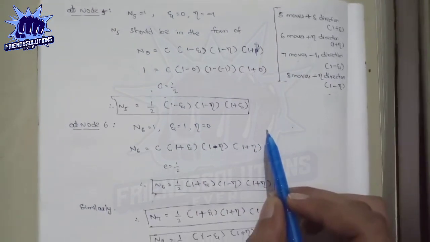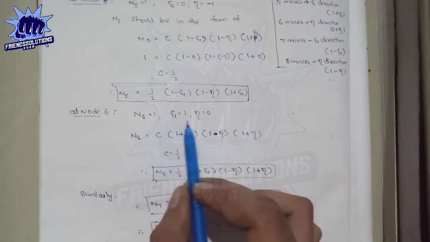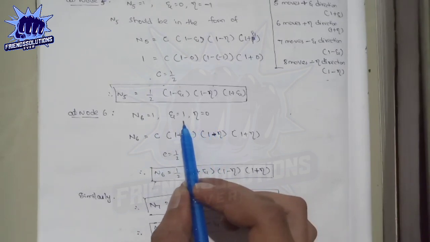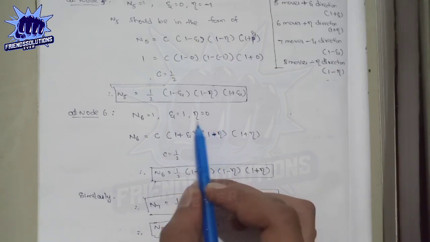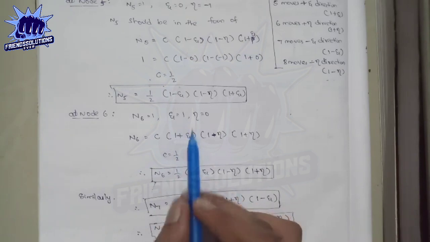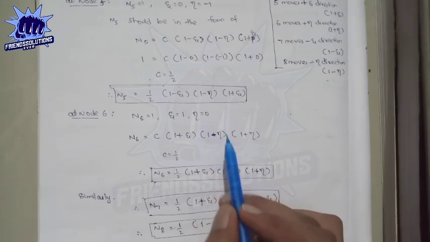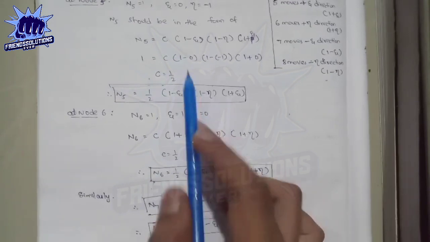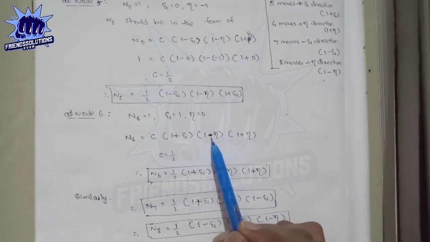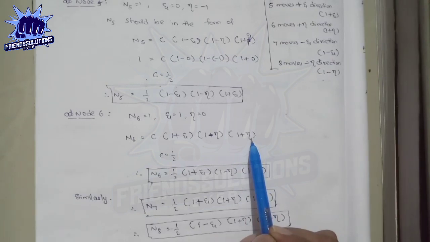Now let us consider node 6. At node 6, the shape function N6 is equal to 1, and the coordinates at node 6 are 1 comma 0. So the xi value is equal to 1 and the eta value is equal to 0. Now the shape function formula N6 equals c into (1 plus xi). Here the value is 0, so we have to take minus. 0 means minus. So (1 minus eta) into (1 plus xi) into (1 plus eta).